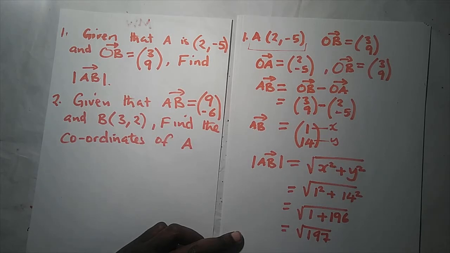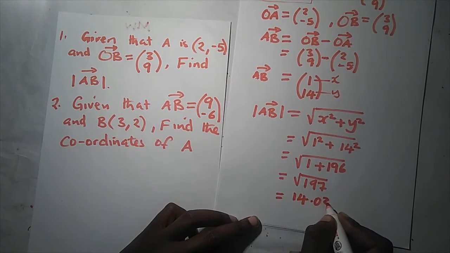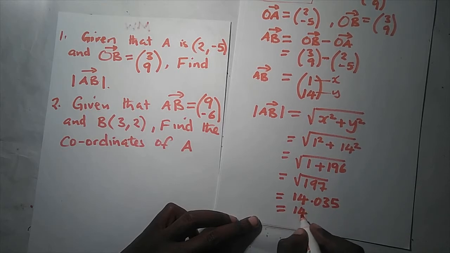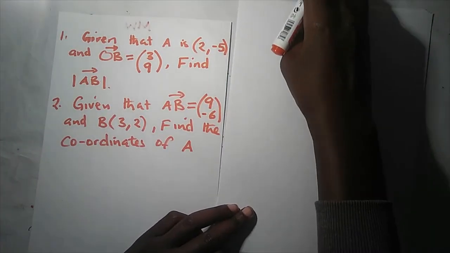So here is my calculator. We are going to find the square root of 197 here. So the square root of 197 is 14.035, which we can round off to 14.0 units.